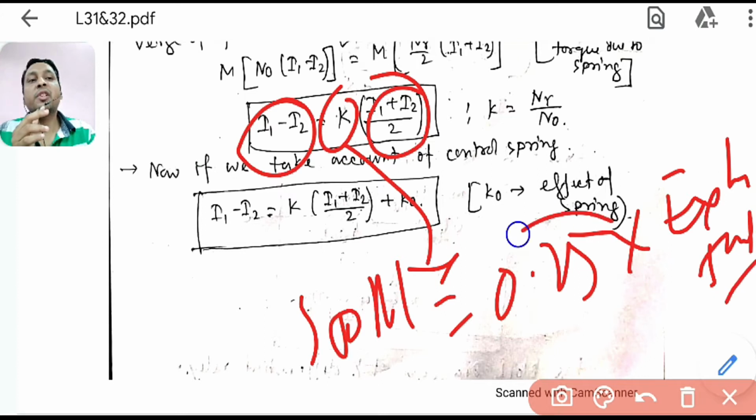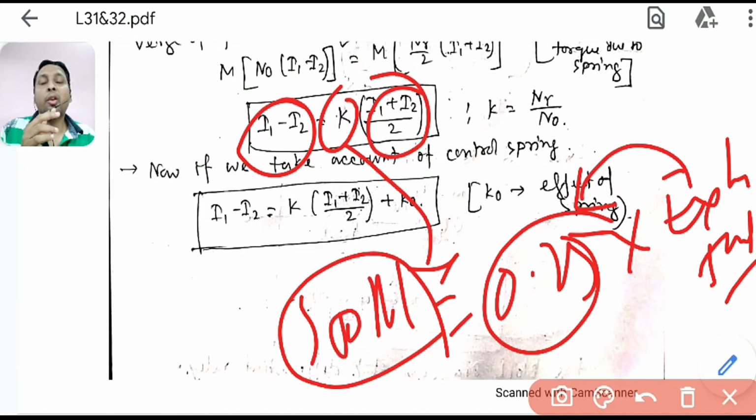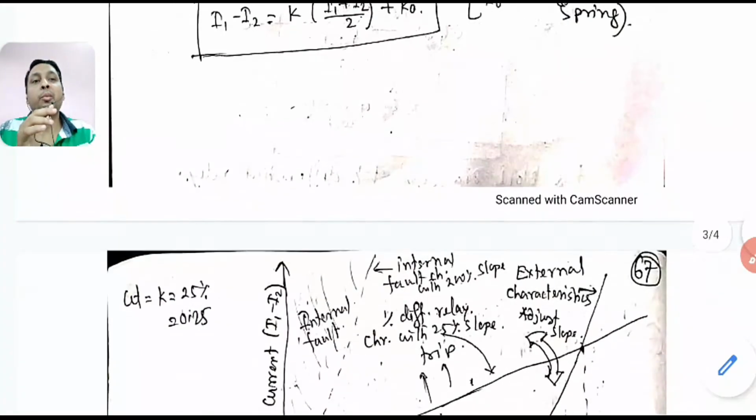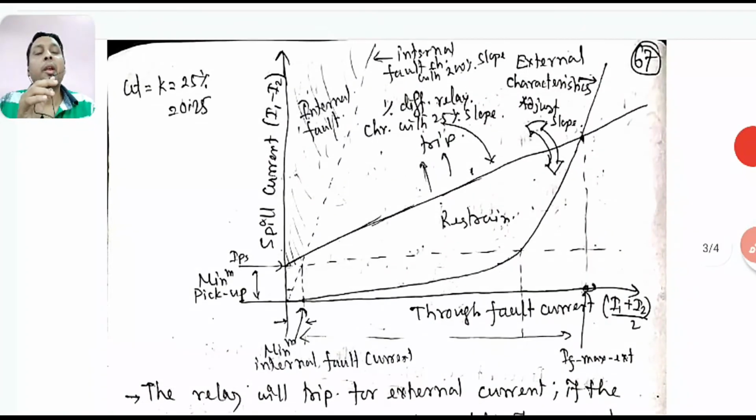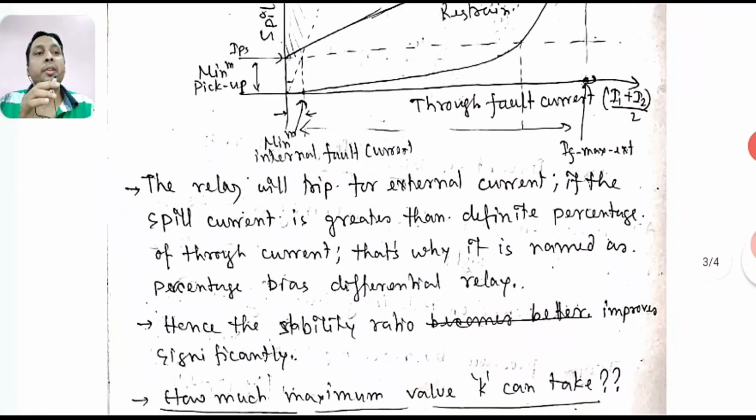That means you are giving some percentage of external fault current as an operating torque, which is why it is known as percentage bias differential protection. That's why the name came. Now one question, okay, let us go through this.